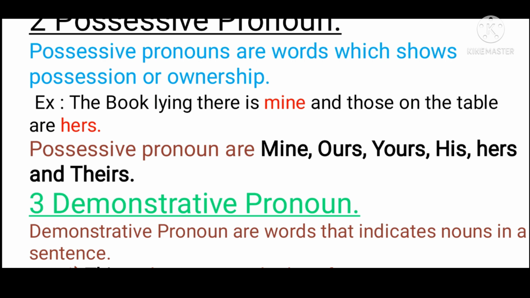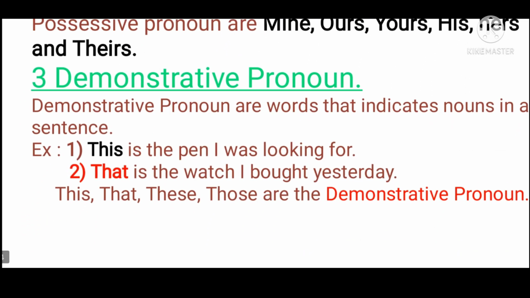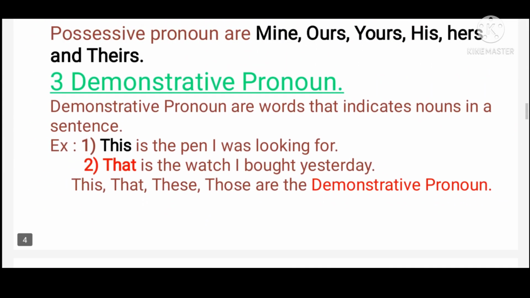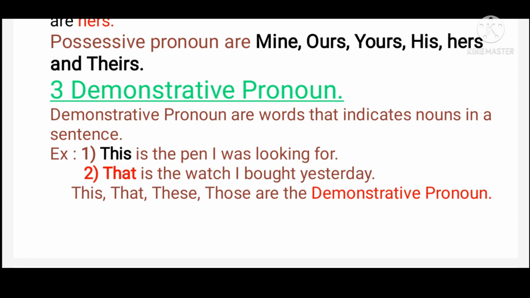So dear friends, let us talk about the third type, that is demonstrative pronoun. Demonstrative pronouns are words that indicate nouns in a sentence, which demonstrate the noun in a sentence. For example, this is the pen I was looking for. And second, that is the watch I bought yesterday.